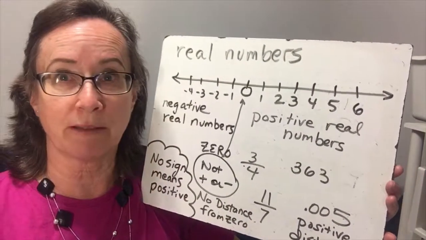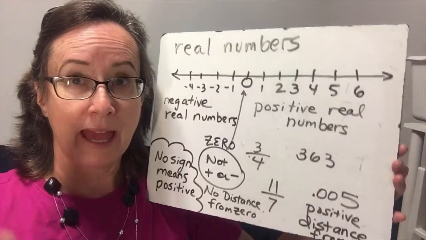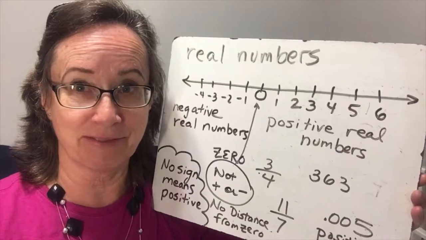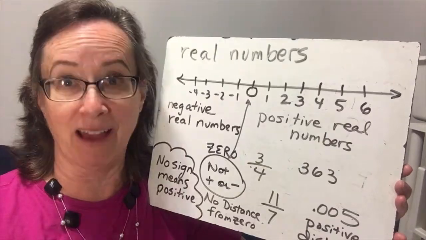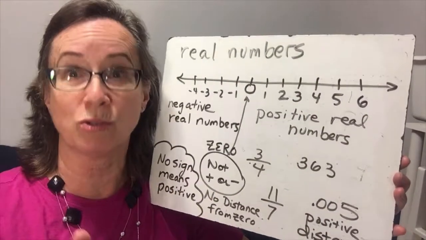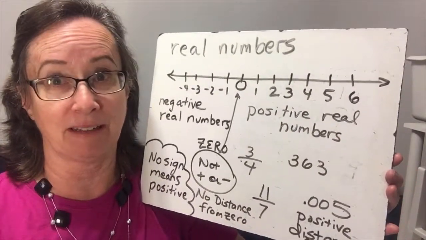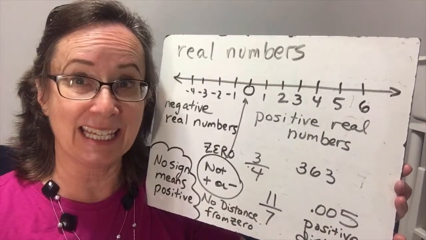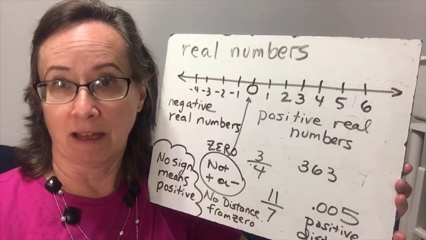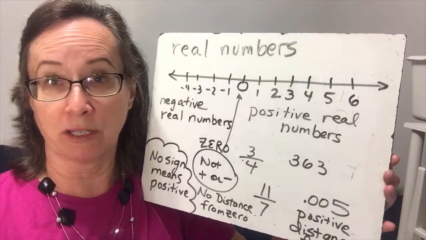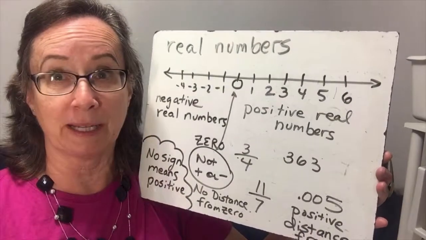So we could represent that money that we have as negative $15. I not only don't have any money, but I owe somebody else $15. So we would be negative $15 in the hole would be the amount of money that we have.